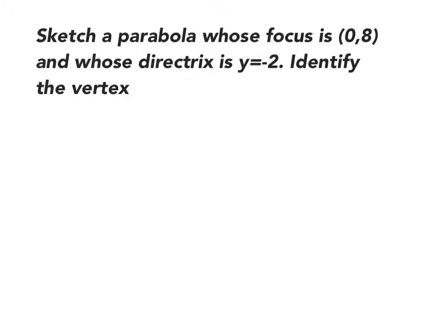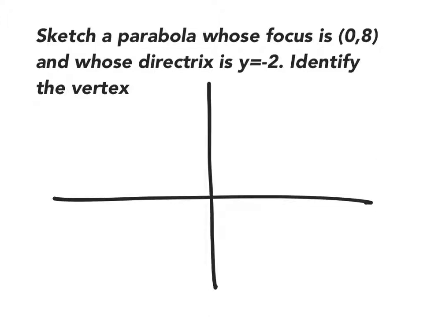Sketch a parabola whose focus is (0, 8) and directrix is y equals -2. Identify the vertex. Again, it's not possible, and you'll see where it gets a little messy, to do this without a sketch. So I'm going to start with my x and y axes. I'm going to plot (0, 8), so I'm going to go up 1, 2, 3, 4, 5, 6, 7, 8, and hopefully you've done the same in your notebook. I'll put a nice red dot there, and F for focus.